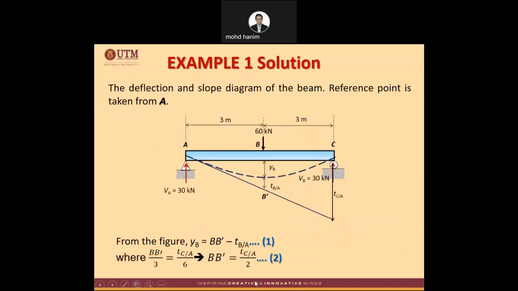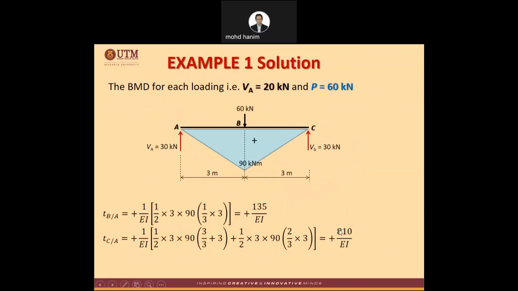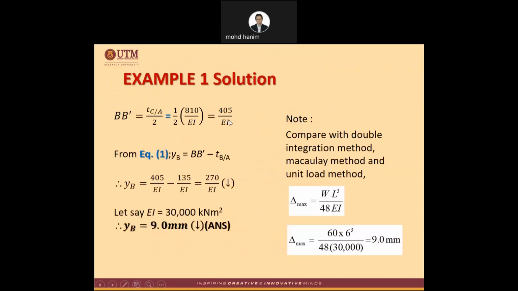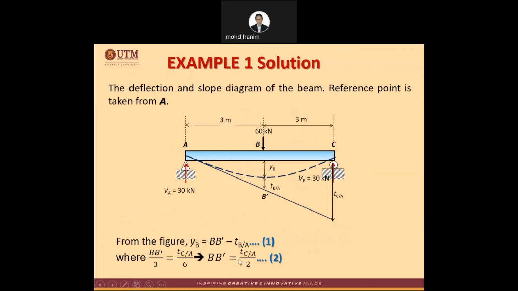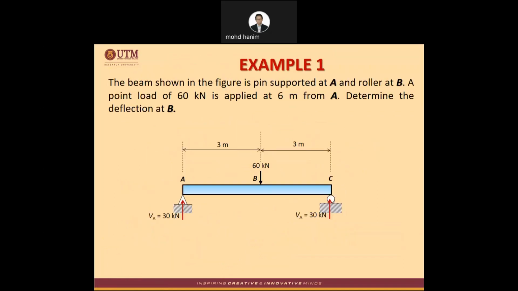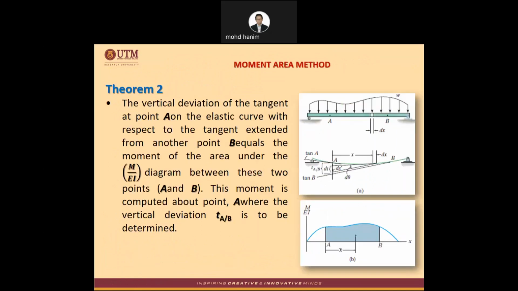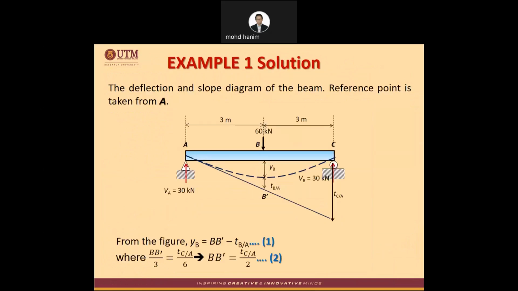We have it now here. BB dash equal to TCA over 2 equal to half times TCA. TCA is equal to 810 divided by EI equal to 405 over EI. And from this equation also, we have BB dash equal to TCA over 2. Here, sorry, here.